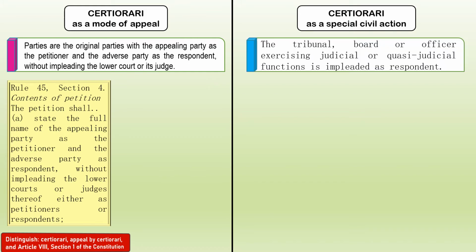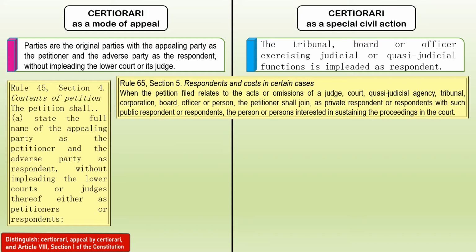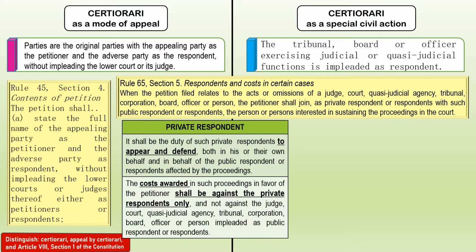Ano ang sinabi natin? Our respondent in Rule 65 is the tribunal, board, or officer exercising judicial or quasi-judicial functions. That is very clear according to Section 5 of Rule 65. When the petition filed relates to the acts or omissions of a judge, court, quasi-judicial agency, tribunal, corporation, board, officer, or person, the petitioner is the private respondent and the tribunal, board, officer, etc. is the public respondent.